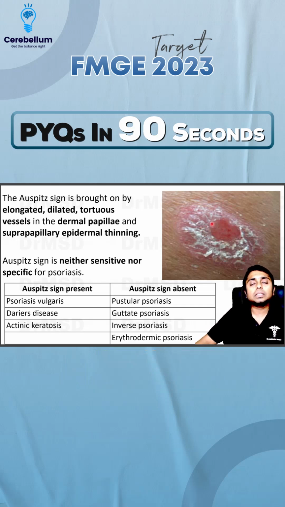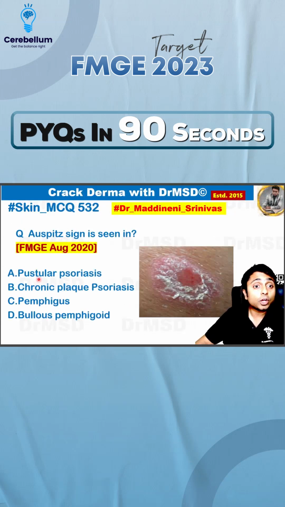And do remember that Auspitz sign is neither specific nor sensitive for psoriasis. This can be seen in other conditions apart from psoriasis vulgaris, like for example, Darier disease and actinic keratosis. And this can be absent in some types of psoriasis, like for example pustular psoriasis, which was given in option A. In this, Auspitz sign is not seen.